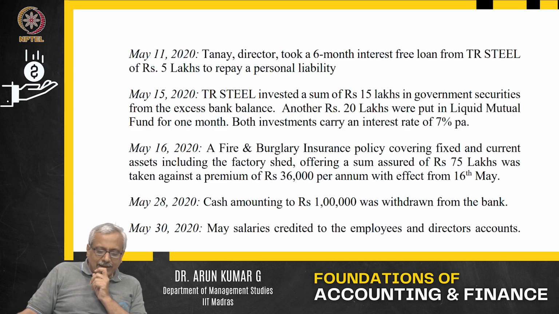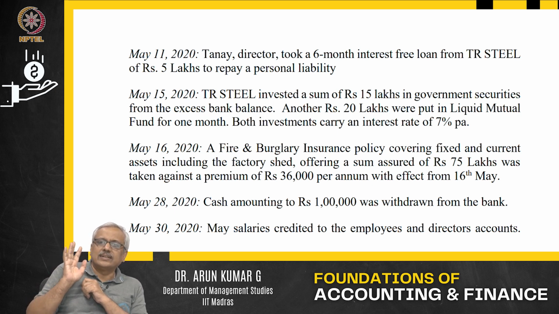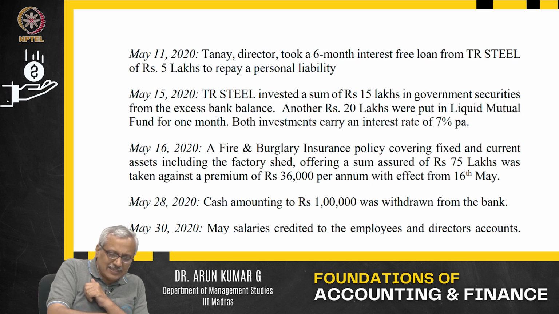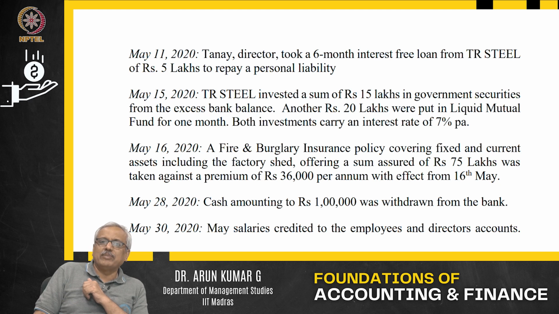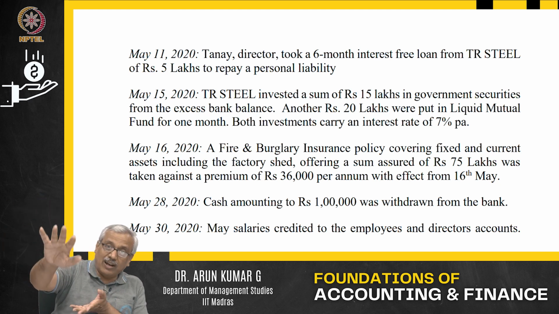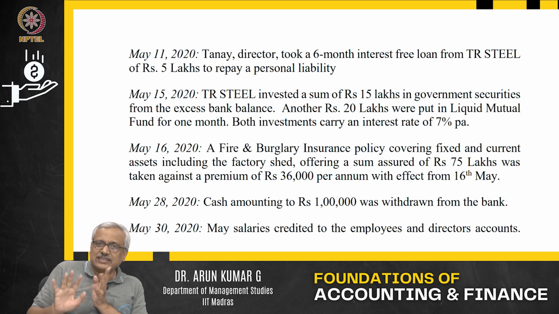Now, again I go back here, fire and burglary insurance, 75 lakhs. When you take an insurance policy, you pay, what is it? It's an expenditure. Now, what is the expenditure? 36,000 is the expenditure that is paid against a premium. It is not 75 lakhs. 75 lakhs you will get if at all there is a loss. As of today, 75 lakhs is only a contract on paper.